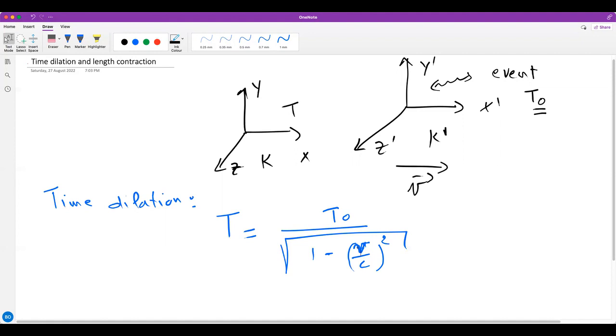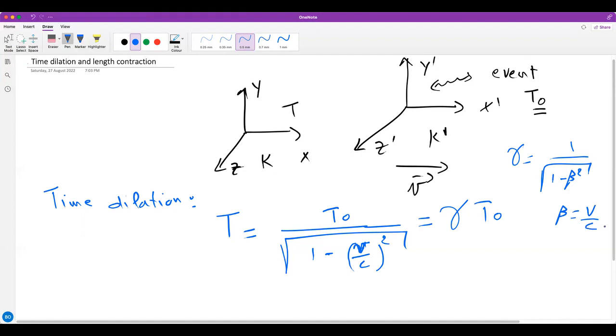Now here we go to the concept of the proper time. In fact, since the time is not absolute, there are two different times now. Which time is the proper time? I will explain what the proper time is, but we can also simplify this equation as gamma t0, because gamma, remember, is 1 over the square root of 1 minus beta squared, and beta is v over c.